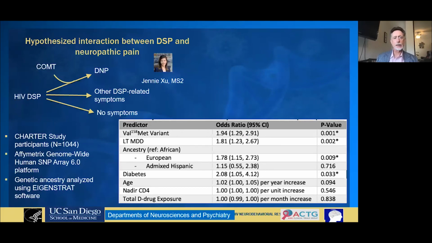We looked at this same COMT variant in our people with neuropathic pain. So we hypothesized that this would be a moderator of the relationship between signs of neuropathy on exam and the clinical phenotype of neuropathic pain. And in over 1,000 participants, as you can see in this multivariable analysis, the MET variant was associated with a markedly increased risk of having neuropathic pain. So this variant affects the clinical phenotype.